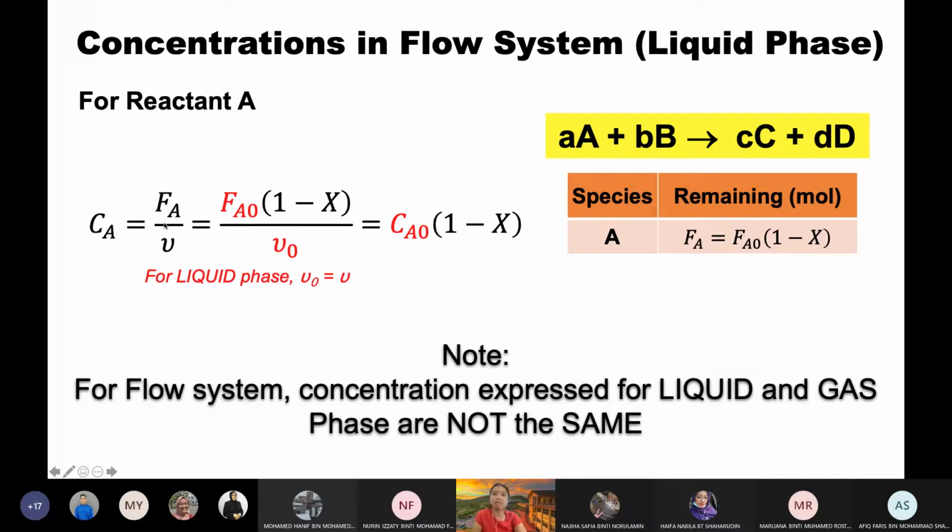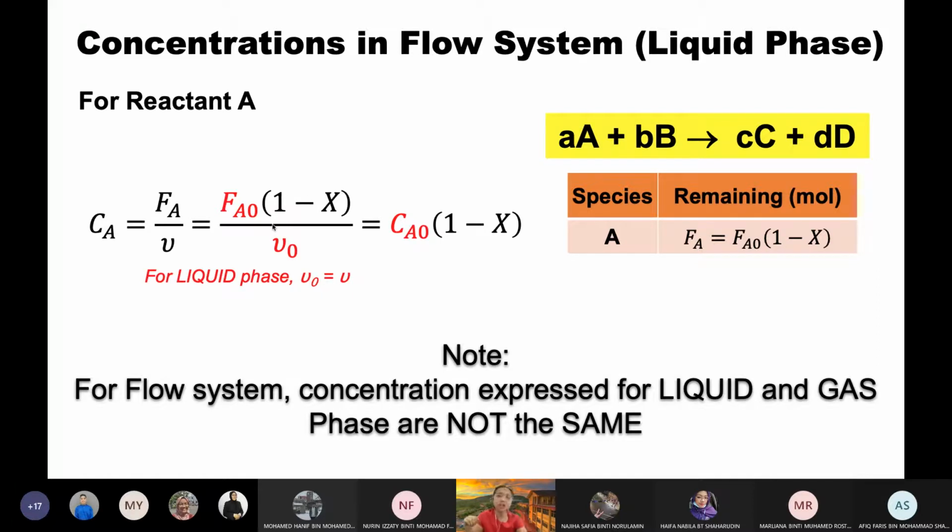Okay. Then FA sama macam batch yang NA tu. Kita dapatkan nilai dia daripada table. Sama je. Kalau yang batch kita guna NA sama dengan NA0 in bracket 1 minus X. So kalau flow jadi FA sama dengan FA0 in bracket 1 minus X. So we replace FA with FA0 in bracket 1 minus X, divide by, okay, sebab I told you for liquid phase flow reactor, laju isi padu tak berbeza. The volumetric flow rate does not change.